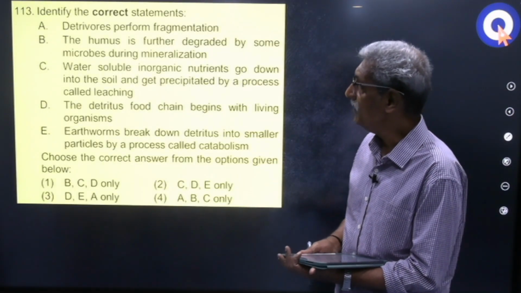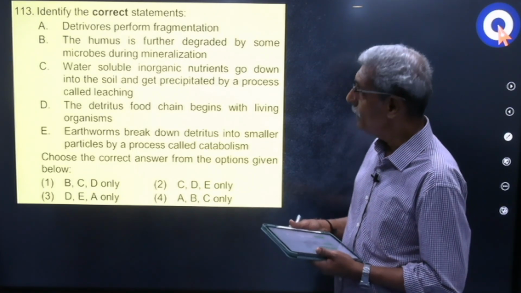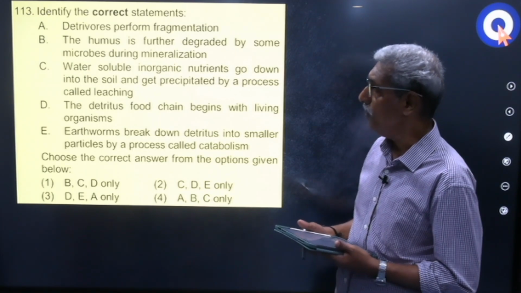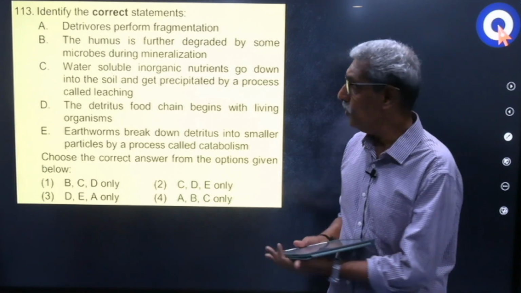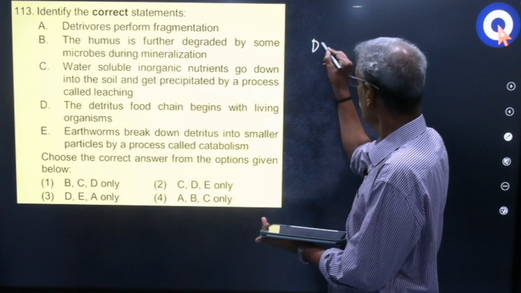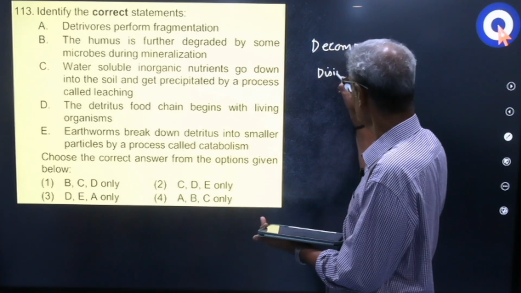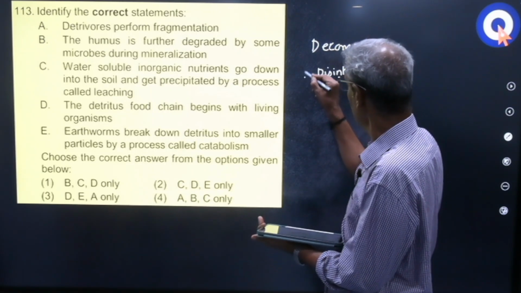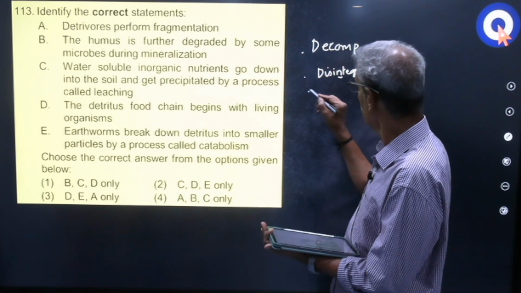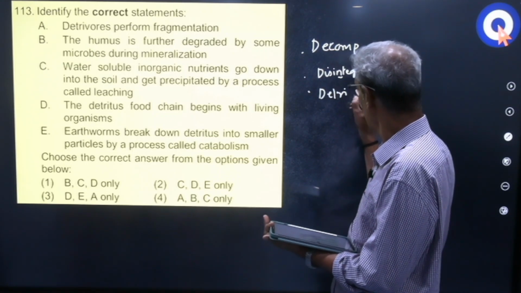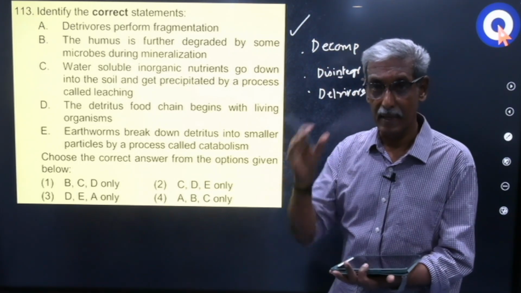Next we come to identify the character. Even this one is from ecology, so we have a lineup of a lot of ecological questions. Remember, detritivores perform fragmentation. Detritivores feed on dead organic matter and they break it down. So we have two important things: you have to understand decomposition and disintegration, which have been very popular words coming in all India medical tests. Detritivores feed on dead organic material and perform fragmentation. That is very important. They break it into smaller pieces.